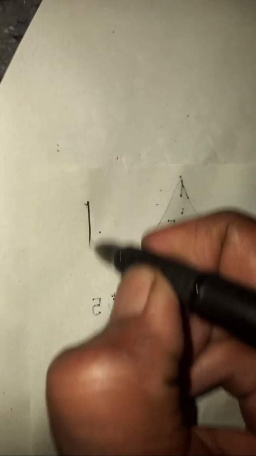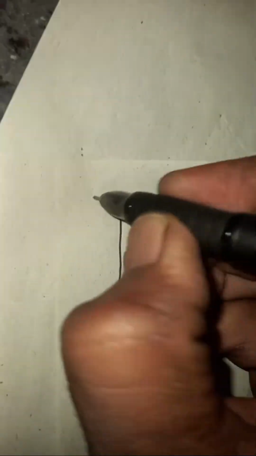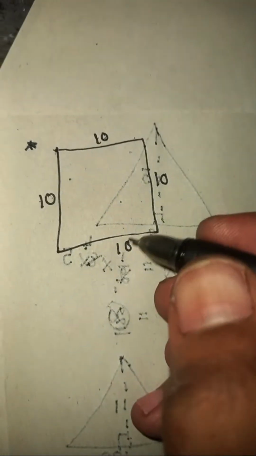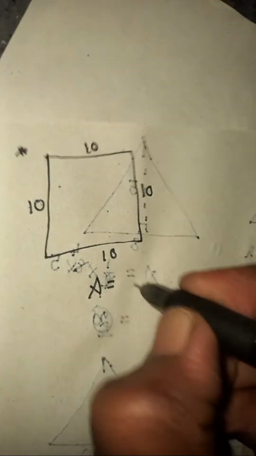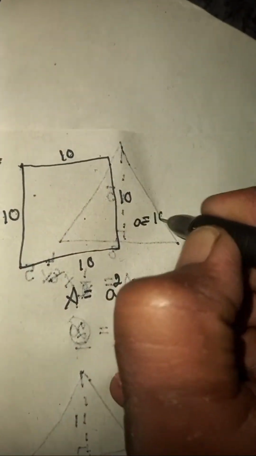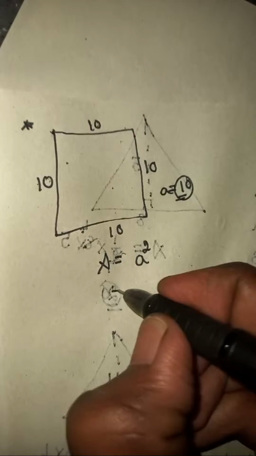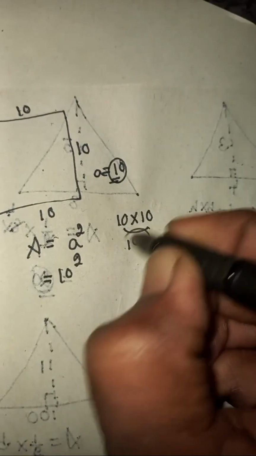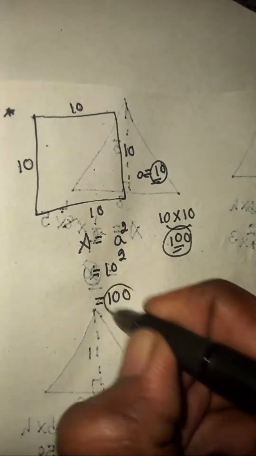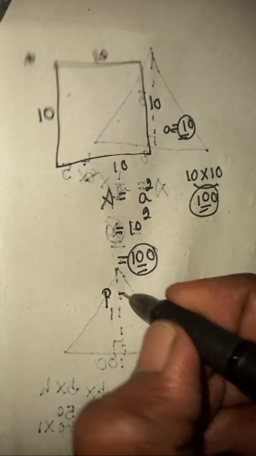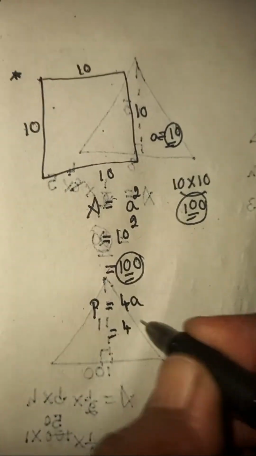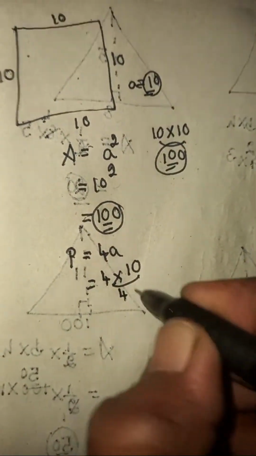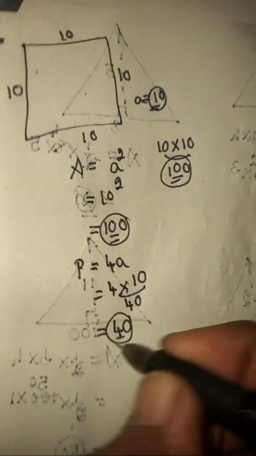Here you're going to get a square. In this square, all sides are equal to 10 units. All sides equal to 10 units means area is equal to a square. Here a, the side length, is 10 units. It's going to become 10 squared. You can multiply 10 times 10 which is 100. So it is 100 square units, and perimeter equals 4a, that is 4 times side length 10 units. 4 times 10 means 40. It's going to become 40 units.